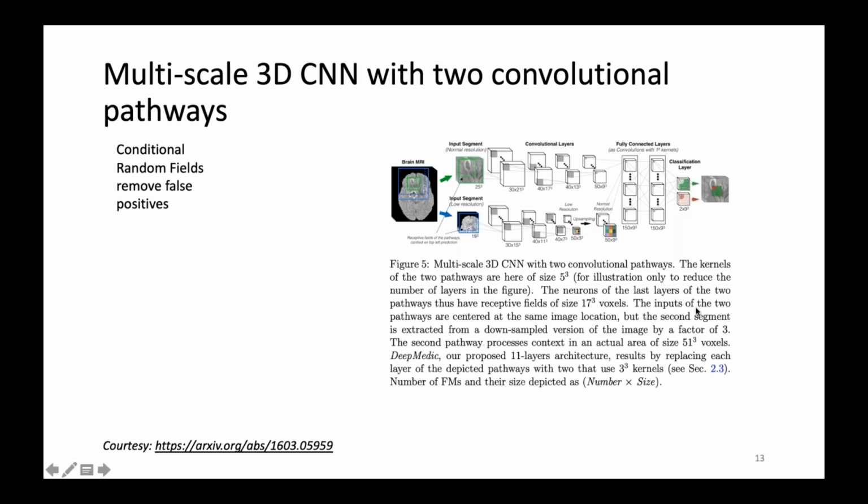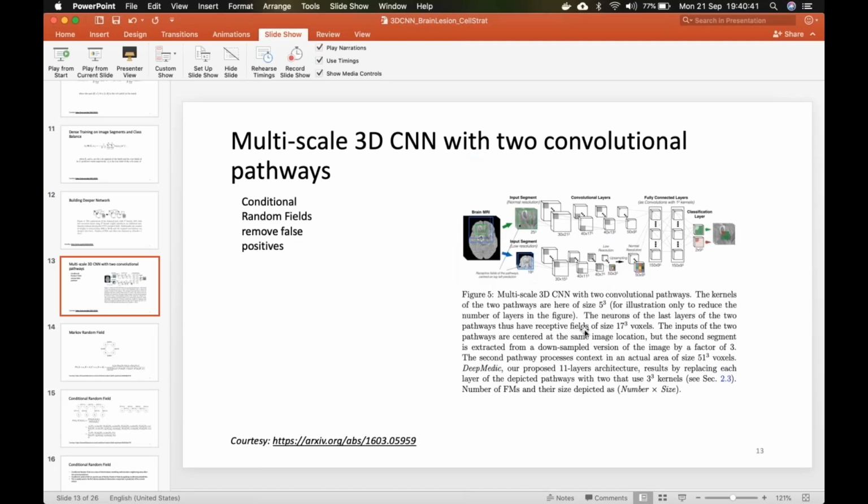So here, basically, the inputs of the two pathways are centered on the same image. The second segment is extracted from a downsampled version. So this is a 25 by 25 by 25 image, but this is a 19 by 19 by 19 low resolution image. This is the low resolution image, covering an actual area of 51 by 51 by 51 voxels.